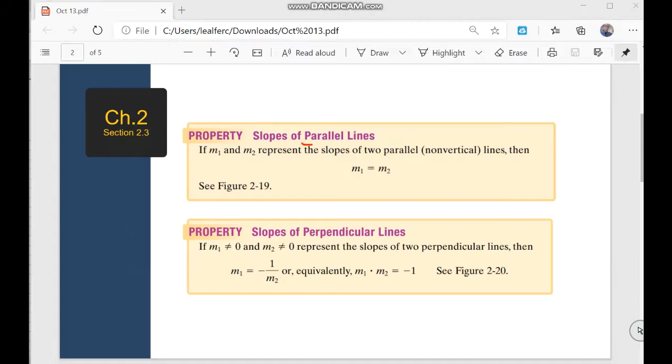If lines are parallel, and you're going to have the slope of line 1, the slope of line 2, you're going to realize that both slopes have the same value. They are equal. They are represented by the same number. So if the lines are parallel, the slope is going to be equal for both lines. Okay? Next property, if the lines are perpendicular. Well, if the lines are perpendicular, each one is going to have a slope, m1 and m2, different from 0.